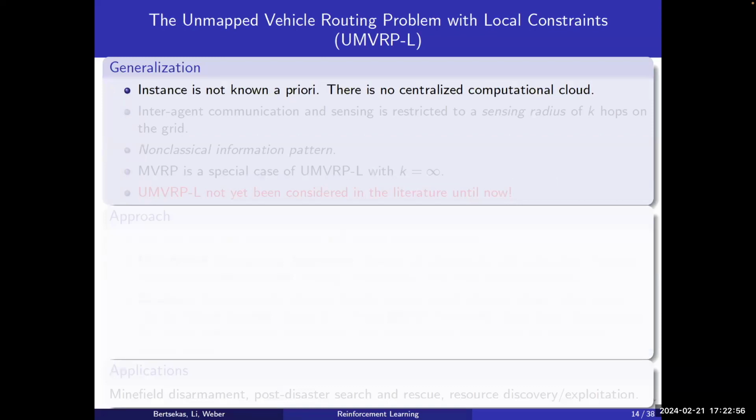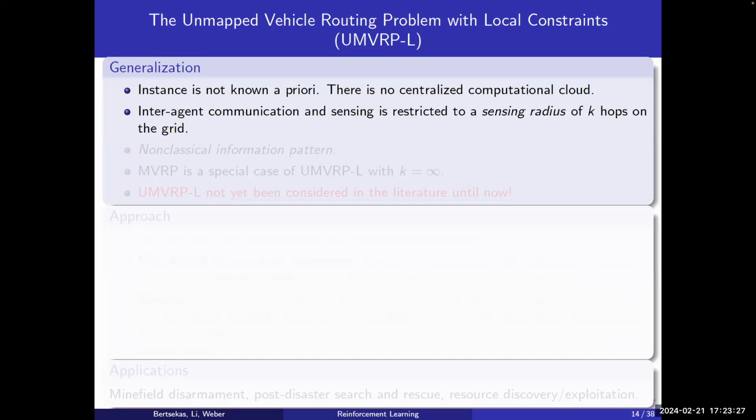So I'm going to present to you a new problem called the unmapped vehicle routing problem with local constraints, which I have abbreviated as UMVRPL. In this generalization, the instance is not known a priori at all. We don't know anything about what the network looks like. We don't know the initial positions of the agents or the tasks or even where any obstacles are. Also, there is no centralized computational cloud.